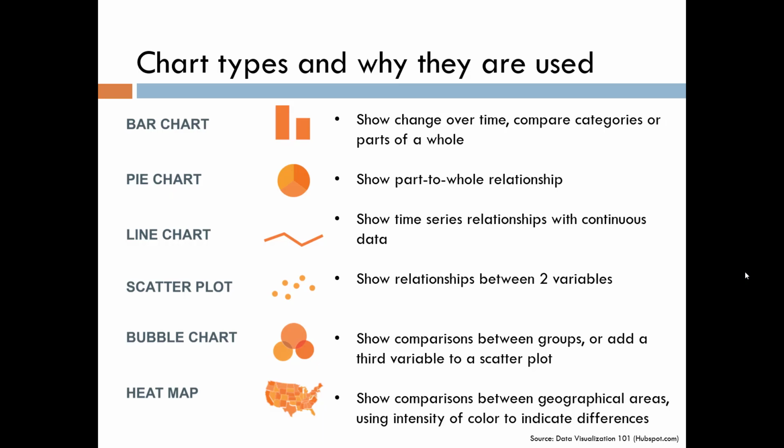Here's a summary of the main chart types and what they are used for. A bar chart is where bar or column lengths show differences between categories or groups. They are typically used to show change over time or to compare categories. Pie charts are used to show the size of each part, that is, slice, relative to the whole pie. Line charts are typically used with continuous data to show time series, that is, how the data change over time.